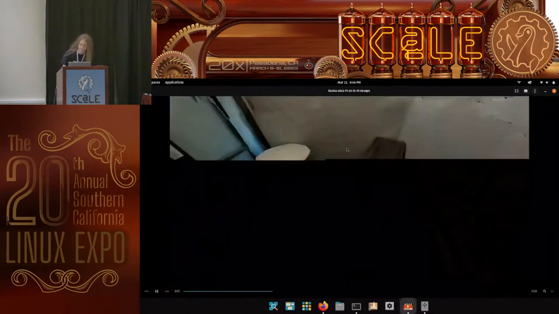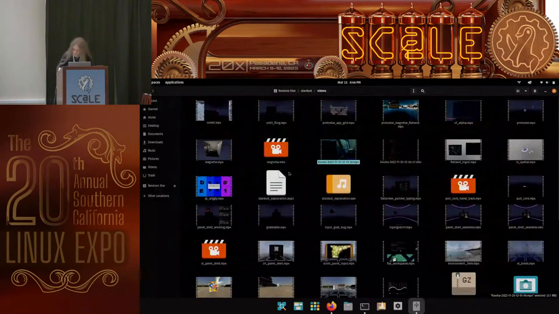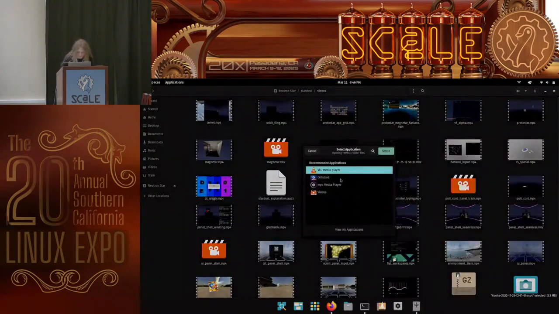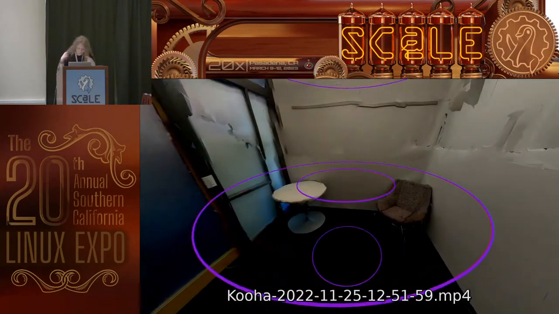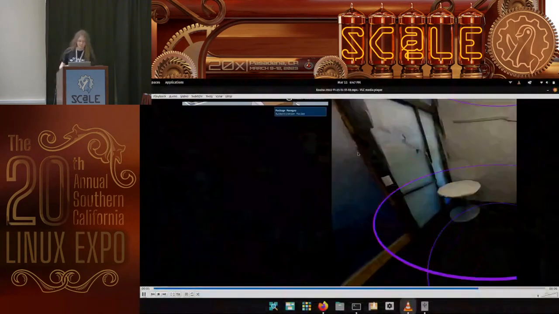I forget what this demo is. Oh, it's opening up in Celluloid. VLC, please save me. Oh yeah, this is the Magnetar demo again.